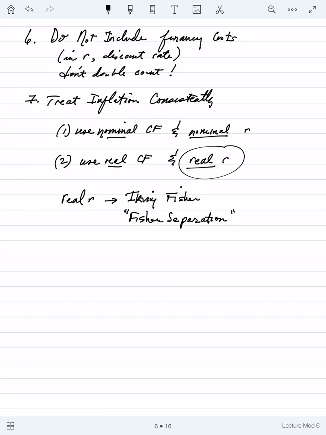What he did was develop an equation that relates the nominal interest rate, the expected inflation rate, and the real interest rate. It works like this: 1 plus the nominal rate is equal to 1 plus the real rate, times 1 plus the expected inflation rate.